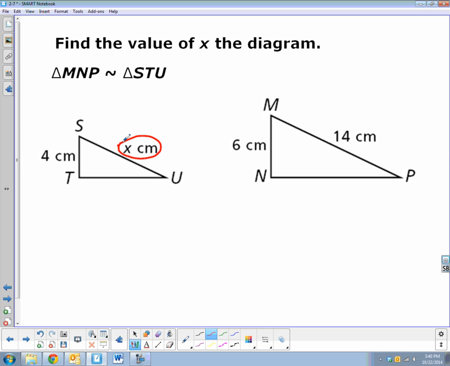Found it. There we go. Answer's done, right? Find x. Found it. Okay. No, that won't work. You can't just do that.